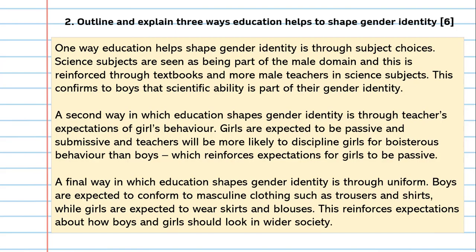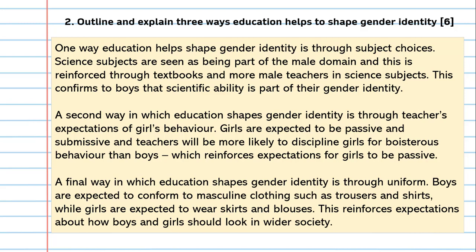So here's my answer. Outline and explain 3 ways education helps to shape gender identity. One way education helps shape gender identity is through subject choices. Science subjects are seen as being part of the male domain, and this is reinforced through textbooks and more male teachers in science subjects. This confirms to boys that scientific ability is part of their gender identity.